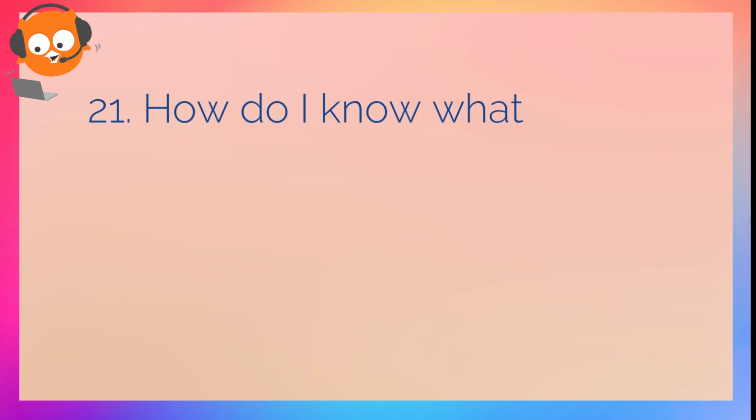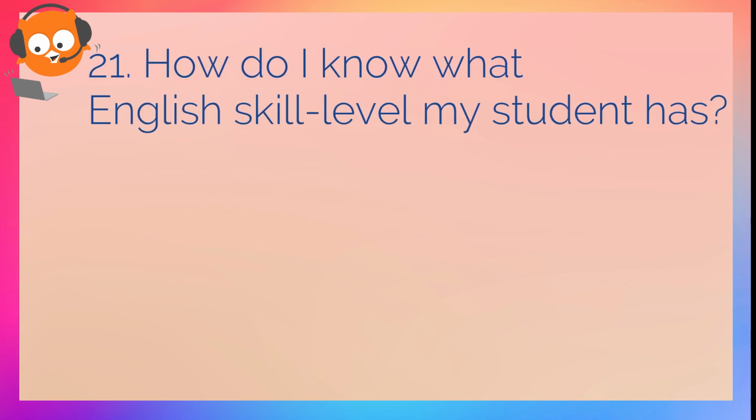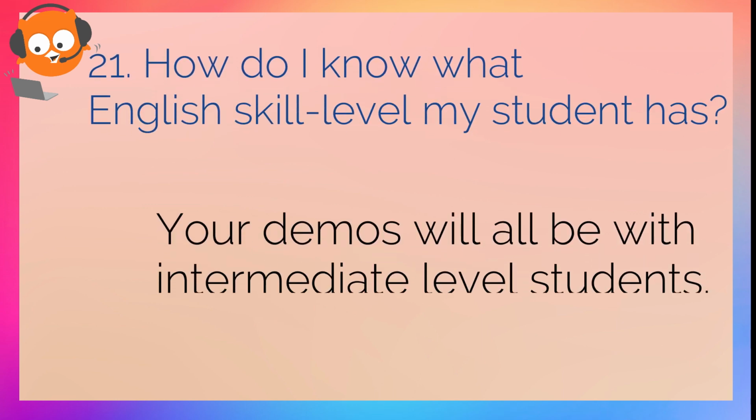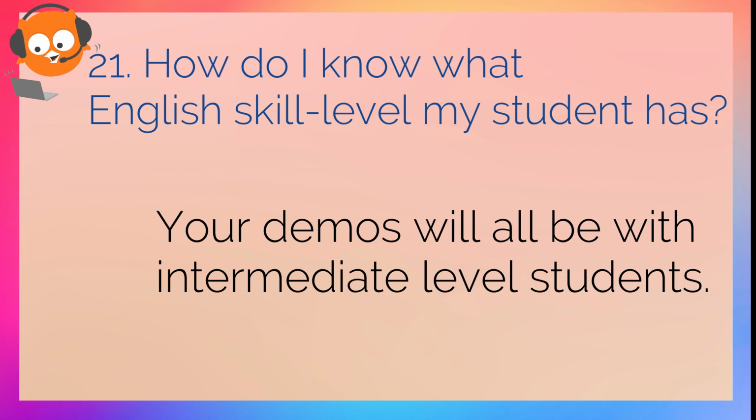Next, how do I know what English skill level my student has? Well, your demos will all be with intermediate level students. For classes after you get activated, your students' level will quickly become obvious during the lesson. So pay attention to how they phrase sentences and to how fast they speak. You can also ask them if they are finding the lesson too easy or too difficult if you're still not sure.